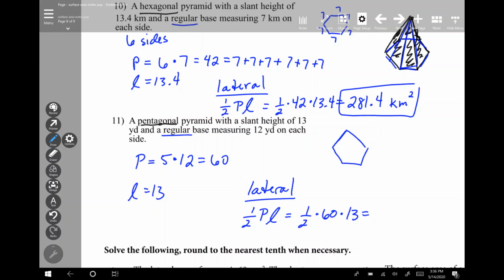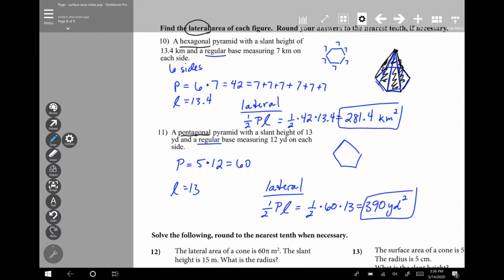And so we get 390. And that would be yards squared. All right, so that's for if you have a regular pyramid that's like a pentagon or a hexagon. Okay, it's just like it's got a regular polygon as its base. So anytime you see a regular polygon as the base of a pyramid, just follow this formula, if you will.